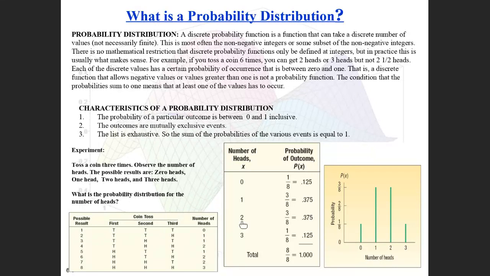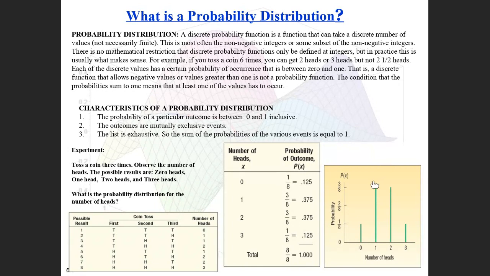The number of heads is 2. We have 1, 2, 3. Again, 3/8, 37.5%. And if you have 3 heads, it's 1 over 8, which is the same as 0 heads, 12.5%. You total this up, you have 8 out of 8. You total up the probability, and it should always equal 1.